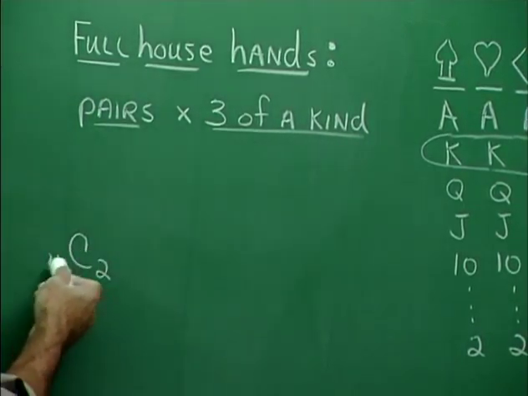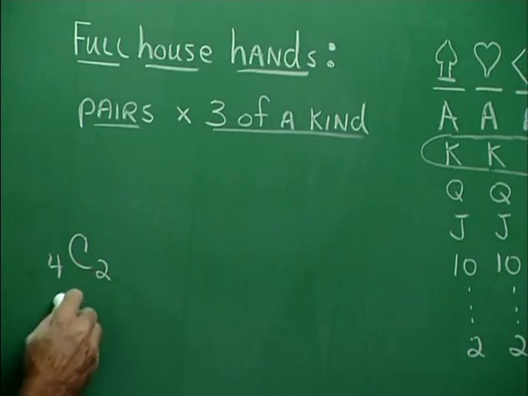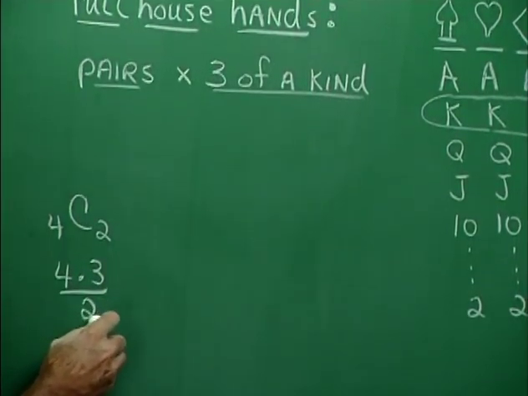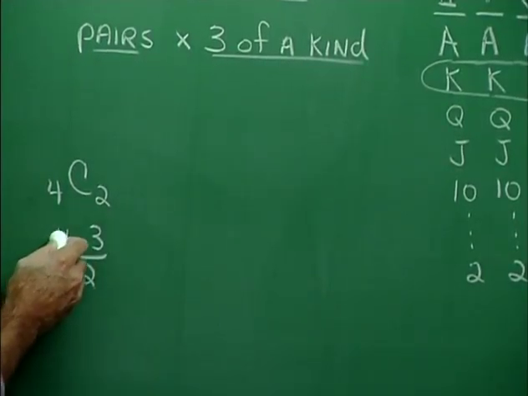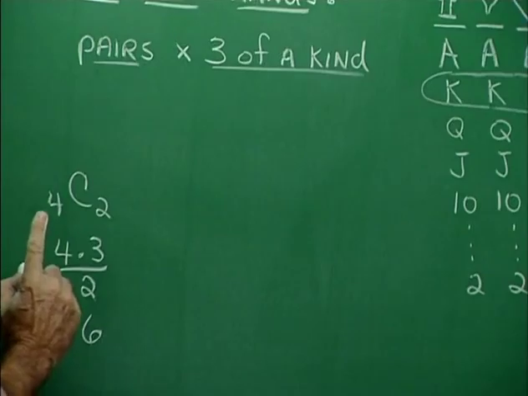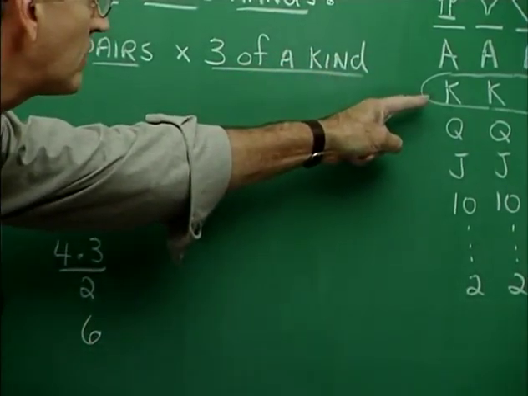Now, the calculation is made as, in the numerator, we have 2 factors starting with 4. So we have 4 times 3, and in the denominator, 2. The 2 and the 4 cancel, 2 times 3, 6. So there are 6 pairs of kings possible in the group of kings.